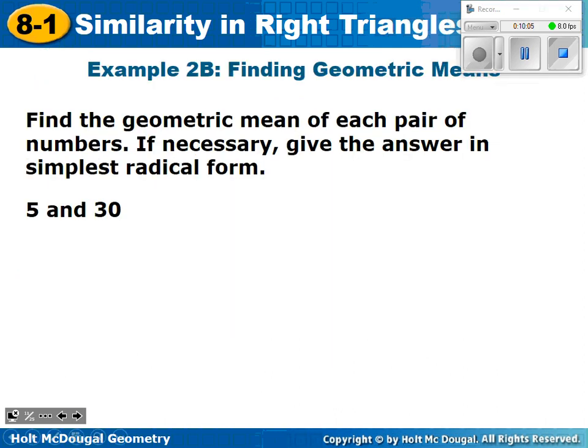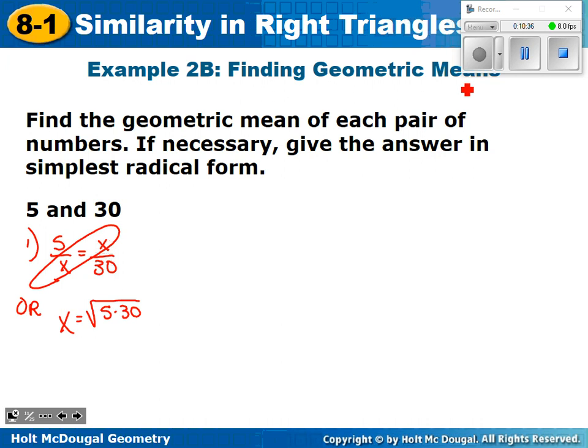They're going to give you problems like this, where they just tell you, here's two numbers, I want you to find the geometric mean. So again, you could start with this first step, 5 over x equals x over 30, because you're looking for the number that's the same. Or you could go straight to x equals the square root of 5 times 30, which is 150. Again, this is going to be on the no calculator part of the test, so make sure you can do this without a calculator.